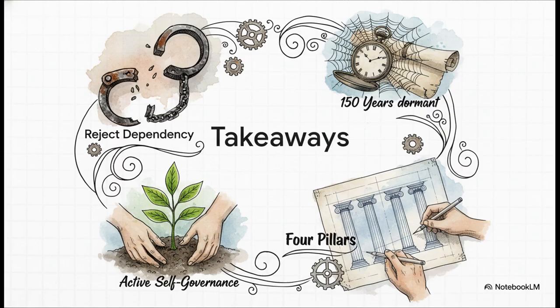Second, a very specific historical claim that the original American government has been dormant for 150 years due to corporate and military overreach. Third, a structured four-pillar approach to rebuilding that government from the county level up. And finally, the philosophical bedrock of the whole shebang, the absolute necessity of active, continuous self-governance.